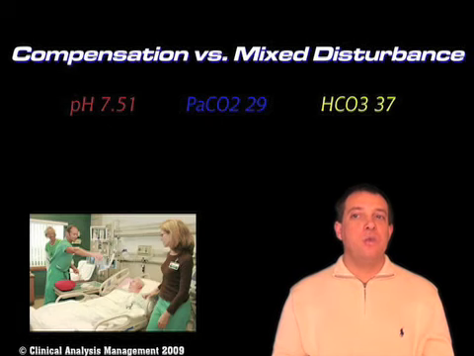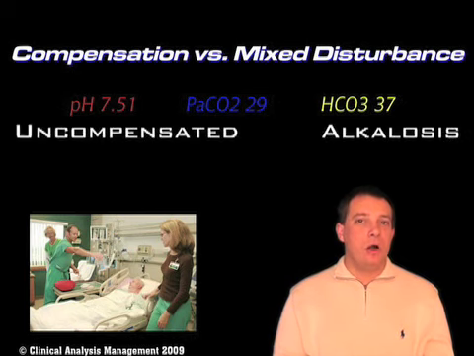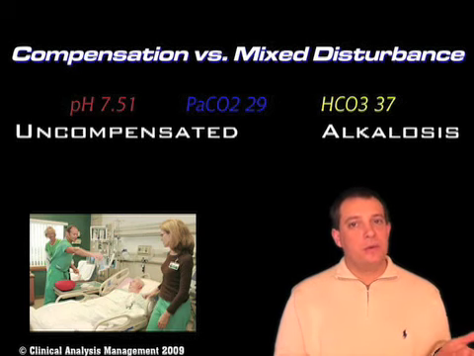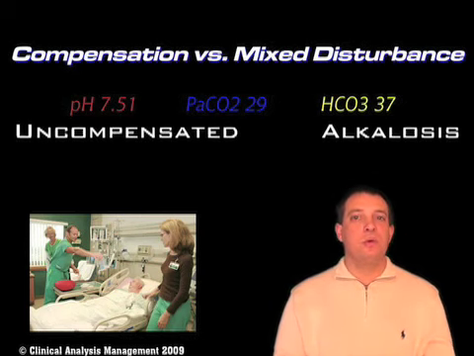Okay, let's look at another one. 7.51, a CO2 at 29, and a bicarb at 37. So are all three numbers in normal range? No. So we have to interpret the ABG. So when we look at 7.51, what's the first name and the last name? Okay, you should have come up with it's an uncompensated alkalosis. It's uncompensated because it's not between 7.35 and 7.45. It's an alkalosis because it's greater than 7.4.